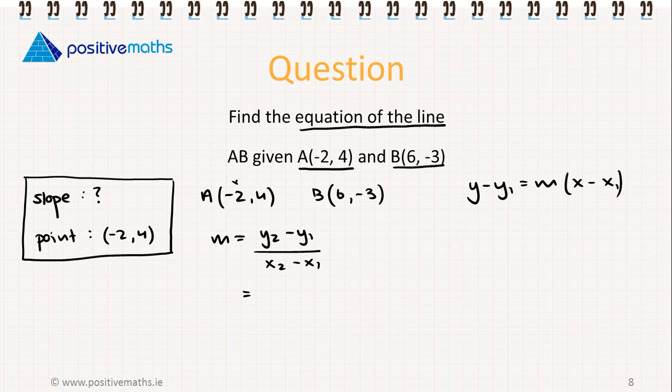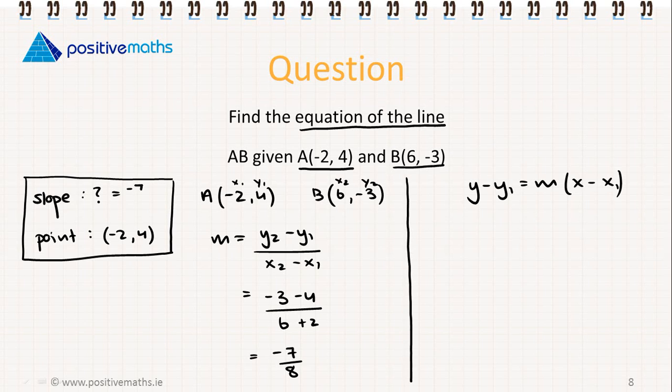So now I'm going to substitute in my values. So A is x1, y1, B is x2, y2. So that's going to give me minus 3 minus 4 over 6 minus minus 2, which will be plus 2. So my slope is going to be equal to minus 7 over 8. So now I have my slope, so I can find the equation of my line.